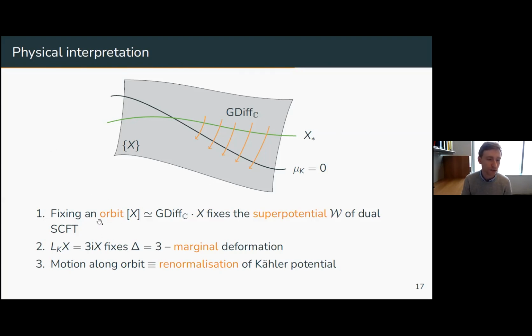And the physical interpretation of this is as follows. It's the orbit under the action of this complexified group that fixes the superpotential of the dual superconformal field theory. Providing these X's are charge 3, that corresponds to doing a marginal deformation in the dual field theory. And then motion along this orbit is basically renormalization of the Kähler potential in the field theory.